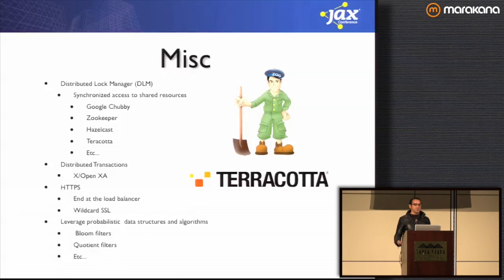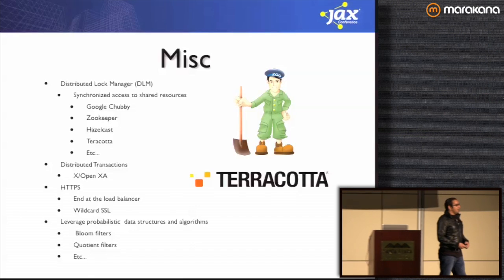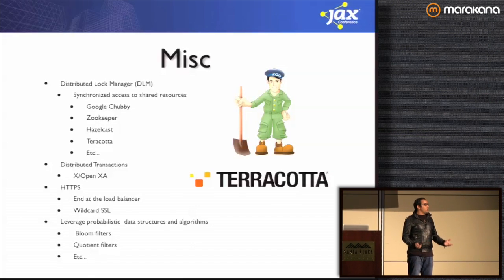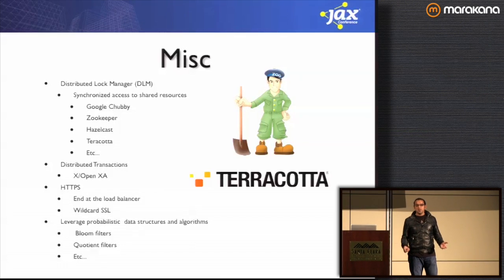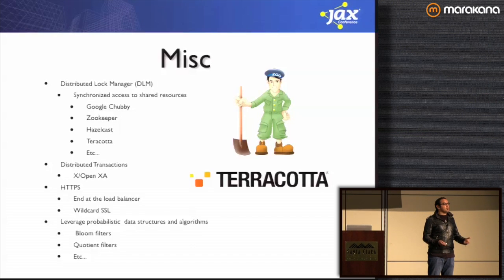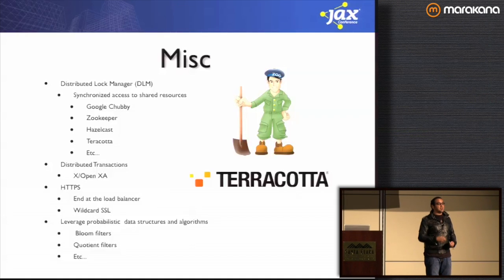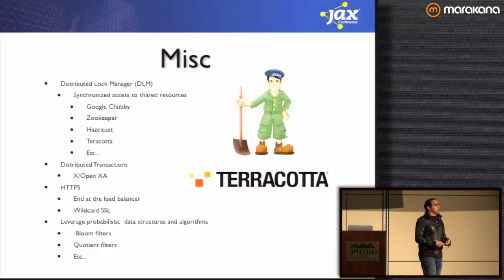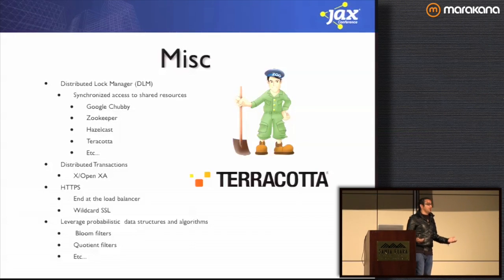And also you want to consider leveraging probabilistic data structures and algorithms, things like Bloom filters and quotient filters, et cetera. If you do a quick Wikipedia search on a Bloom filter, these are just simple algorithms that would answer the question whether a particular piece of data is part of a set or not. So instead of looking up something in the database, you would just run it through a filter in memory and get your answer right away.